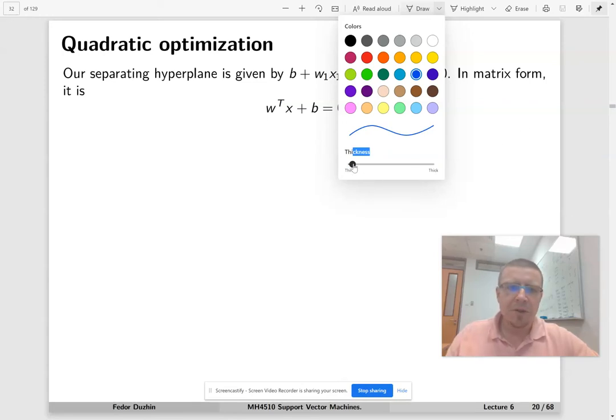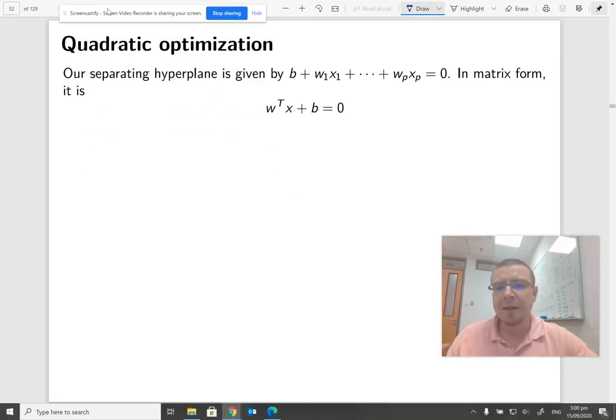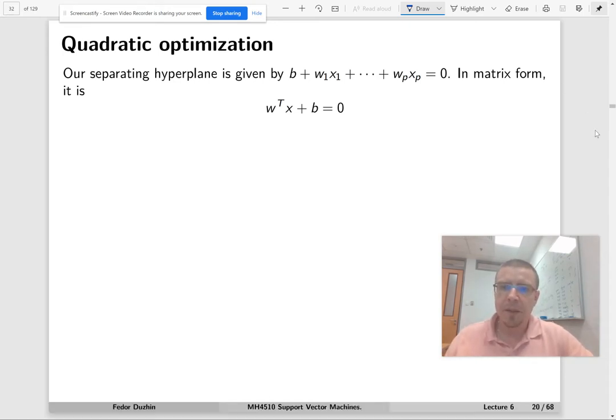All right, so let me continue about quadratic optimization. The optimization problem that we saw in the previous part makes perfect sense, but it's not a typical optimization problem that we learn how to solve. So now I am going to explain how this unusual optimization problem can be converted to something familiar.